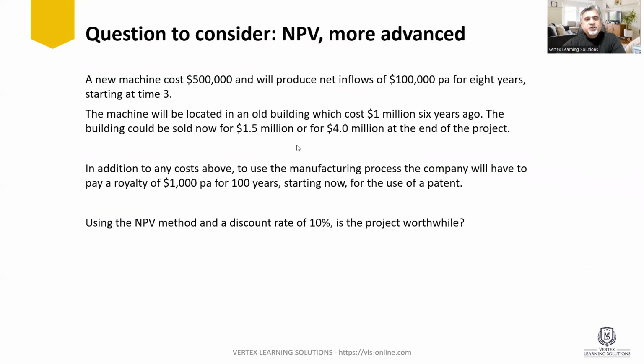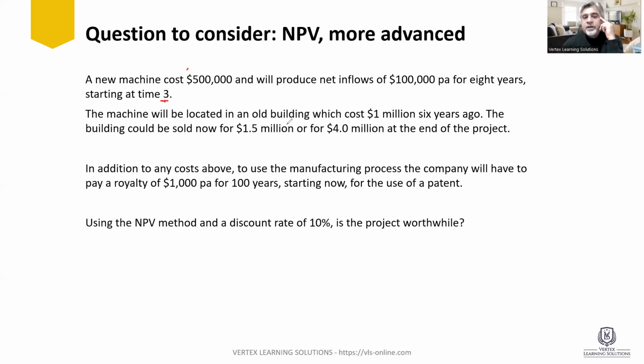We do one more question. It says that a new machine costs $500,000 and will produce net inflows of 100,000 per annum for 8 years, starting at time 3. Now, starting at time 3, you are not going to get any cash flow from year 1. So you'll get from year 3 for 8 years, which means years 3, 4, 5, 6, 7, 8, 9, 10. So it is going until 10 years, starting at year 3.